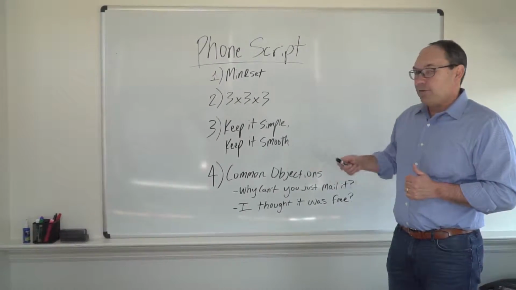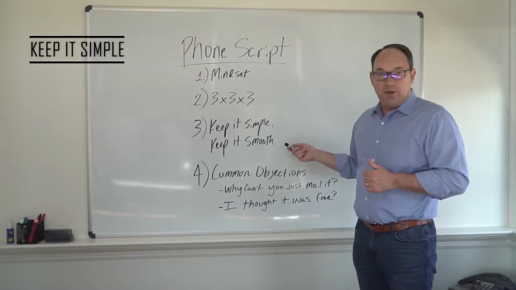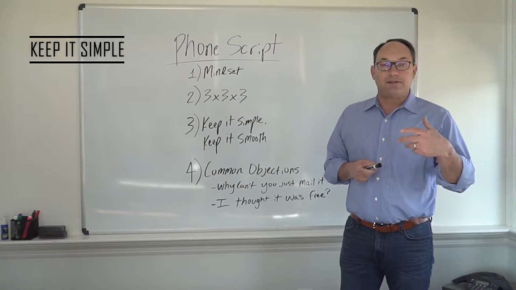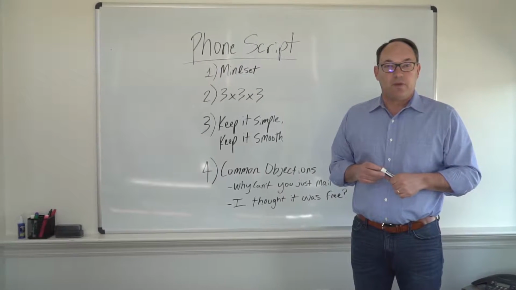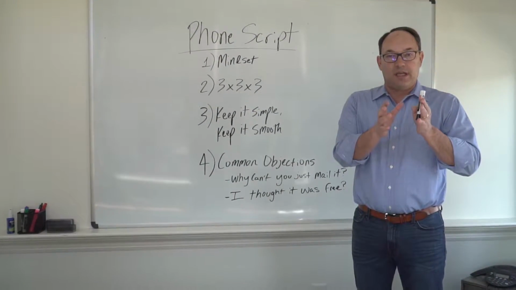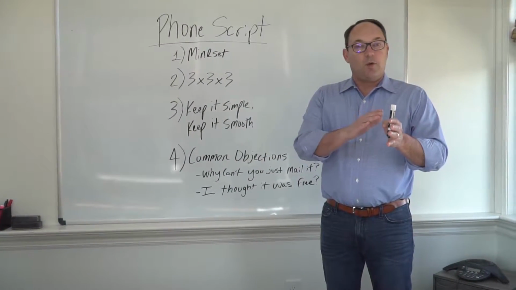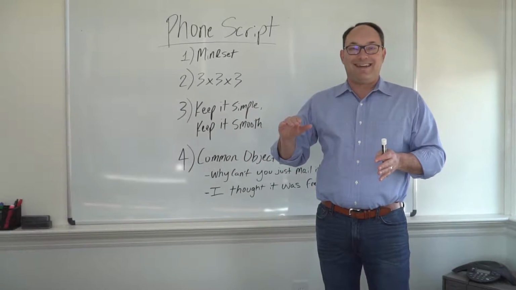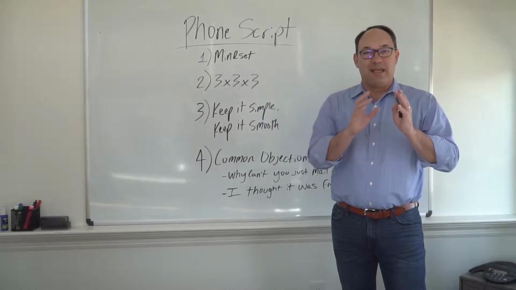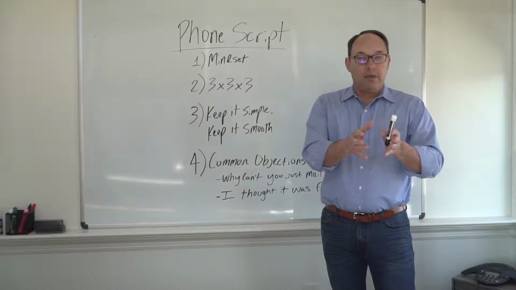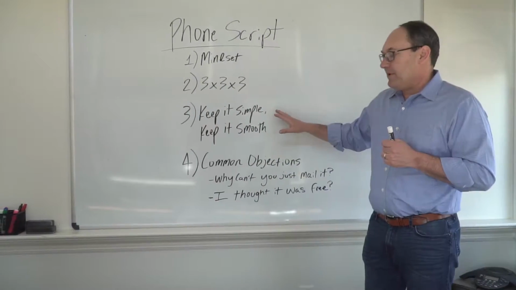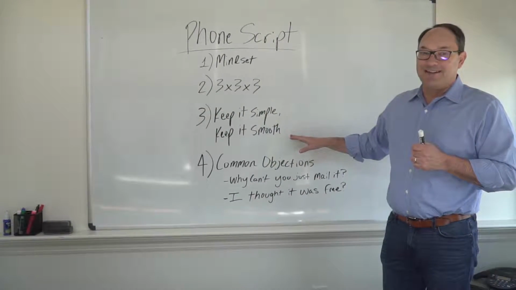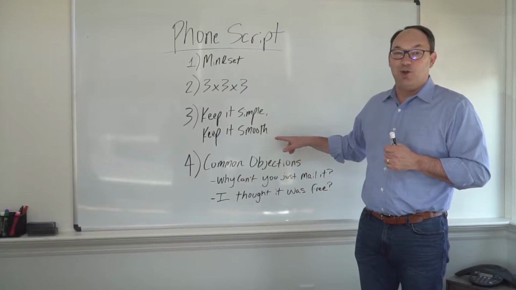Let's move on to number 3. Keep it simple and keep it smooth. So I'm going to actually do the phone script here in a second, but what you want to do is keep it really simple, and you don't want to act too excited. You do not want to act like a salesperson, okay? You want to keep it really calm, and I'm going to show you how to do that. Keep it simple. Keep it smooth. Don't act too excited. That's probably the number one mistake that new people make.